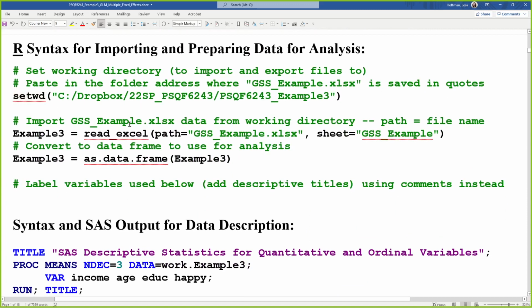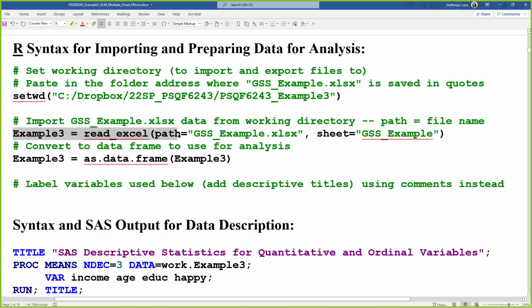I have set the working directory. So this is on my local machine, not using virtual desktop. So it's exactly what it would look like inside Windows, except the slashes are backwards. And I am using the readxl package to import the Excel sheet.